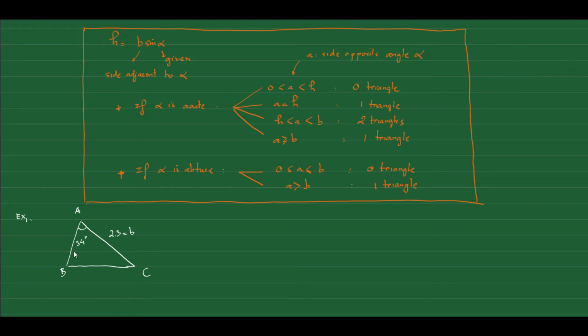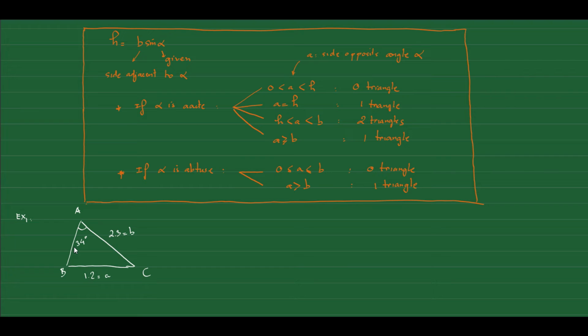I mean, on the test, on the assignment, I'm not going to label this as b, but the adjacent side to the angle must be given. And 1.2 here must be a because it's opposite alpha. Okay, and we want to solve this. So this will be case 2, because it's an acute angle.